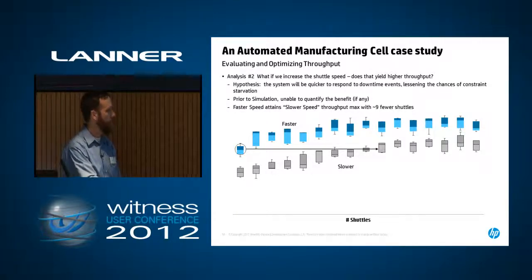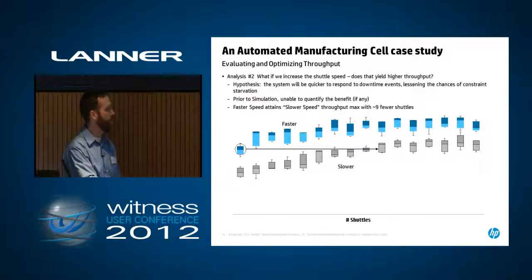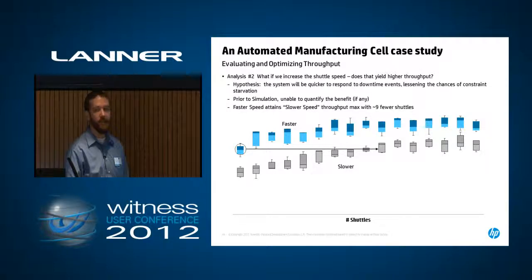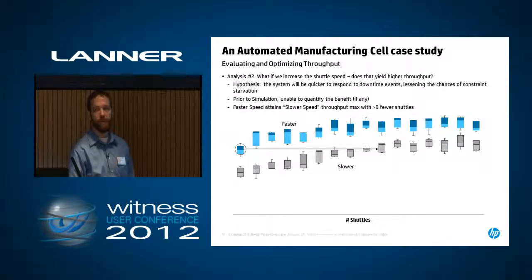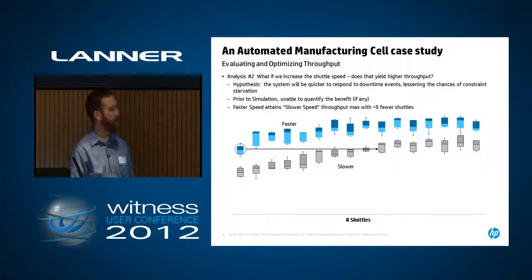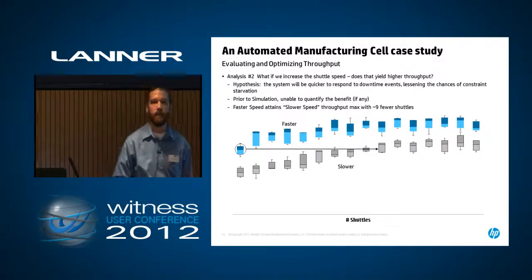So these blue box plots here are the same scenarios, just with a faster shuttle speed. And you can see there's a quantifiable difference here for these two speeds. Additionally, if that maximum throughput at the slower speed is enough to meet demand, you could accomplish that with 9 fewer shuttles over here at the faster speed. So now we can take a look and see if it's going to be worth it to invest in that project.